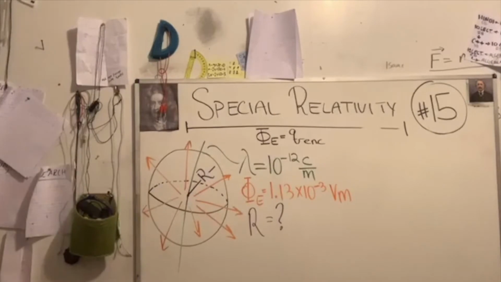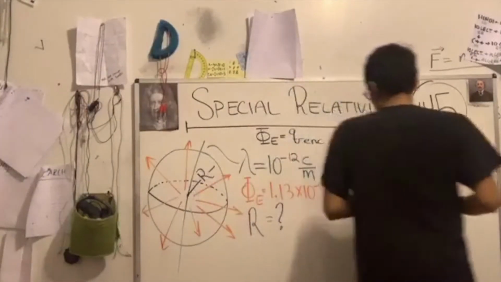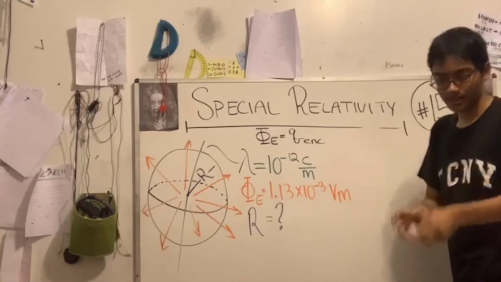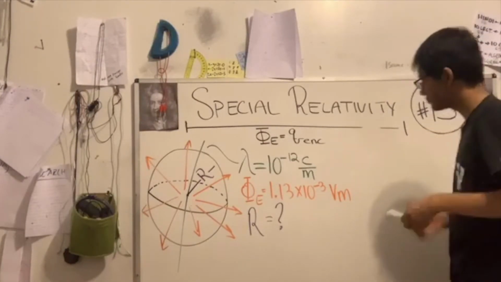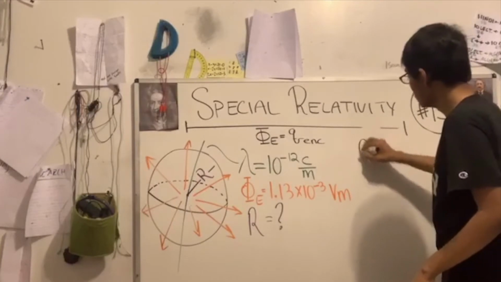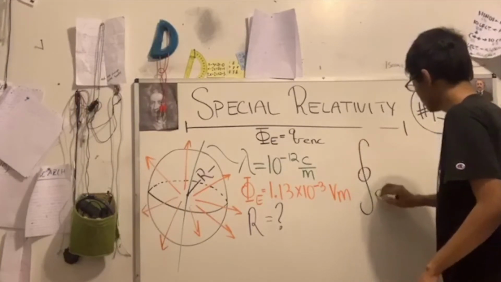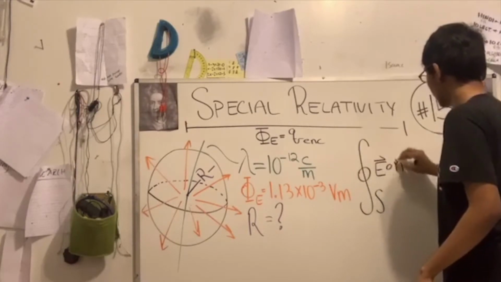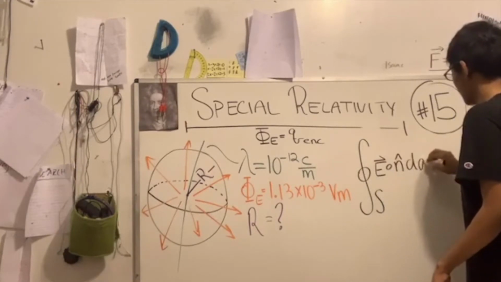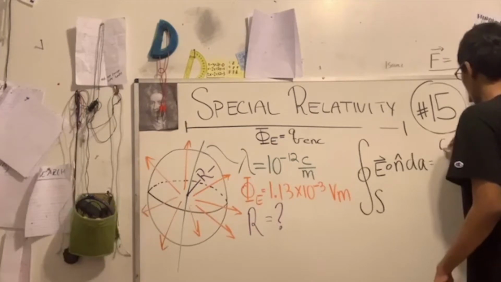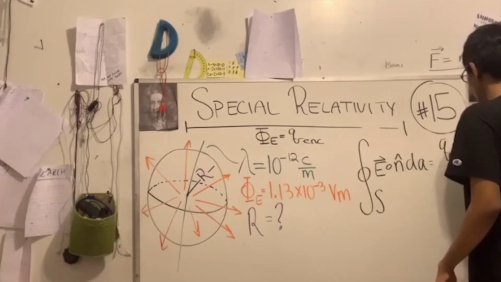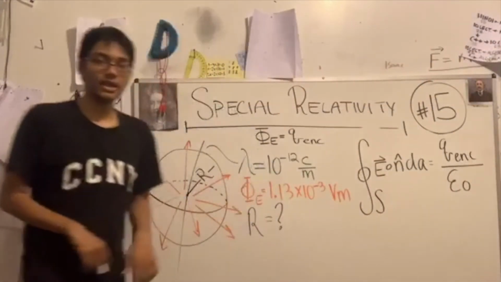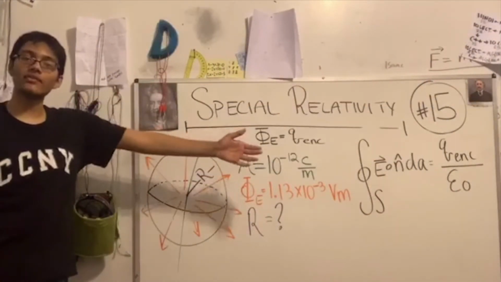So what does Gauss's law of electric fields tell us? Well, it tells us that the net amount of electric flux is going to be given by the following formula. The closed surface integral of the electric field dotted with our normal vector times dA is going to equal my enclosed charges over the permittivity of free space. Okay? That right there is Gauss's law of electric fields.